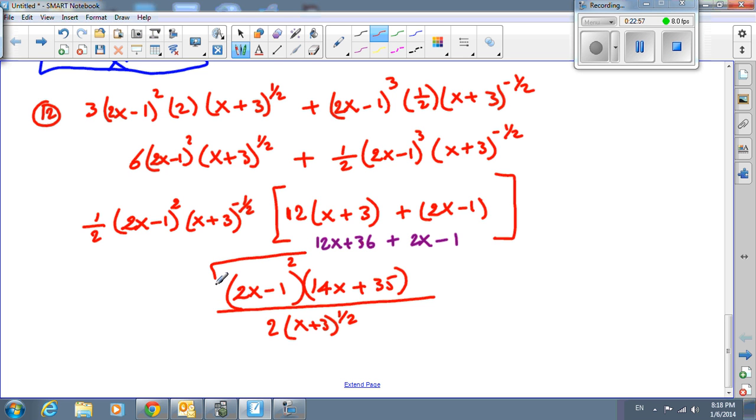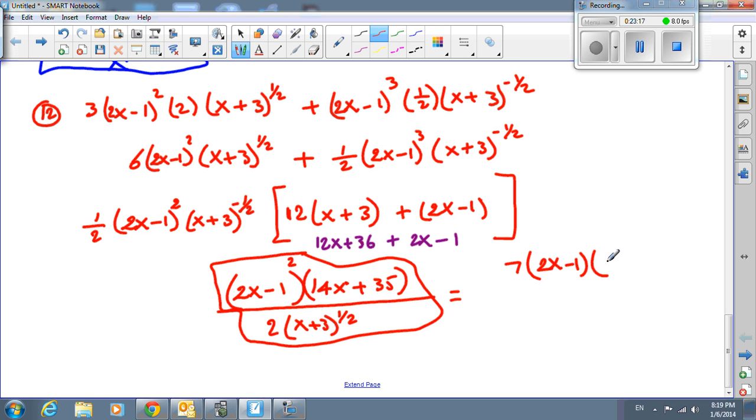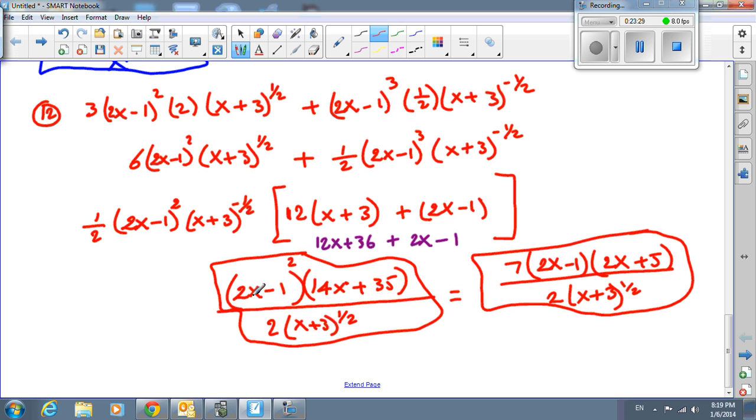Yes, that's exactly the answer. Alright, let's go ahead and finish. By the way, I'm looking at it, I feel like I can take a 7 out. So one more step. If I take a 7 out, I will have 2x minus 1, and here I will have 2x plus 5. Oh, this is even better, over 2 times x plus 3 to the power of 1/2. So this is the best answer. This is just minus 1. So I would have lost the point if I left it there.